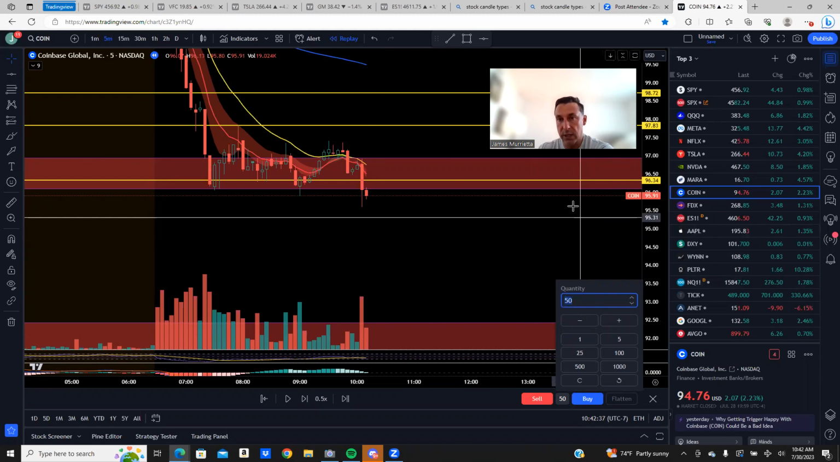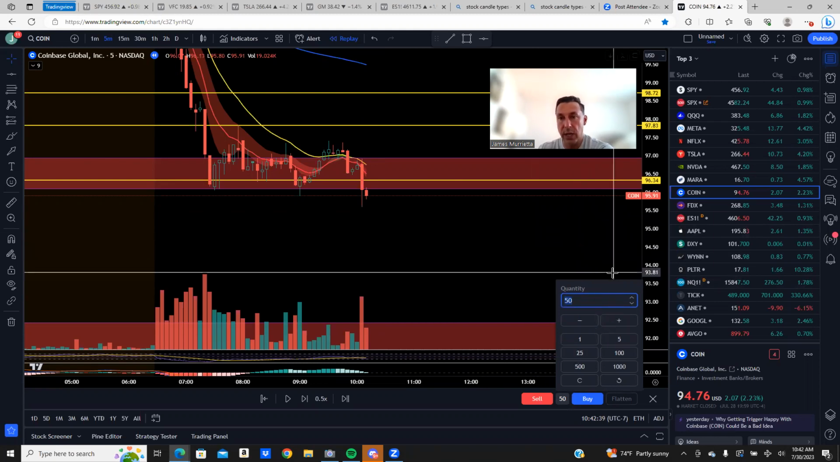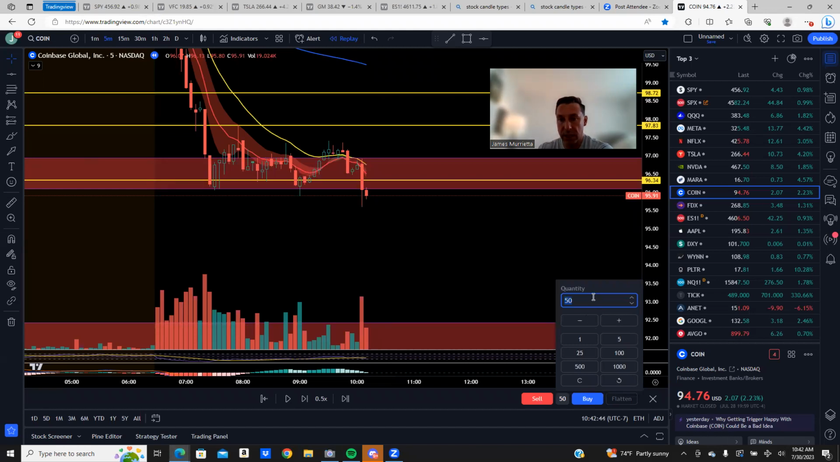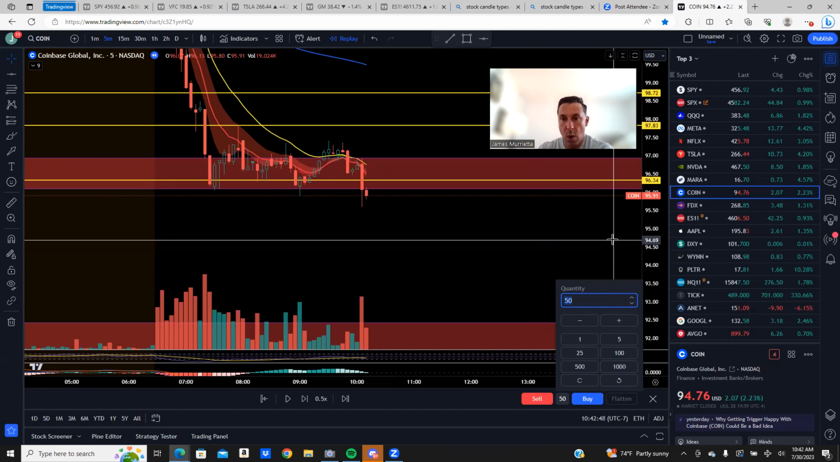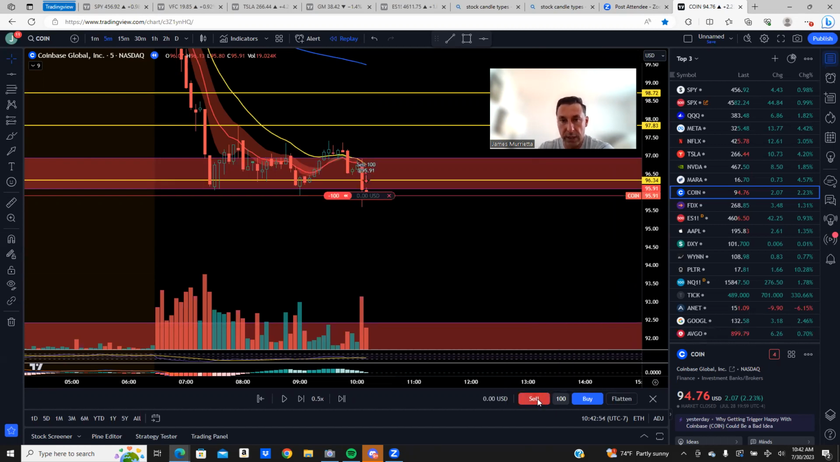These are equity, and obviously TradingView doesn't do option contracts, so we'll just go off a percentage and see what we do. Let's say we're entering 100 positions. Okay, so we're going to go ahead and enter a short position here. So we have entered our position.